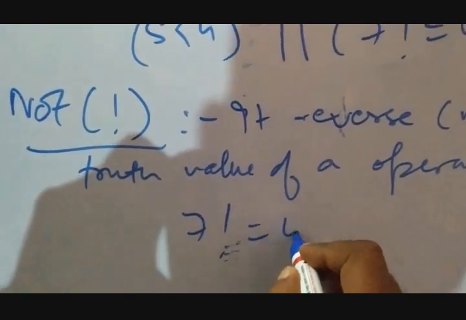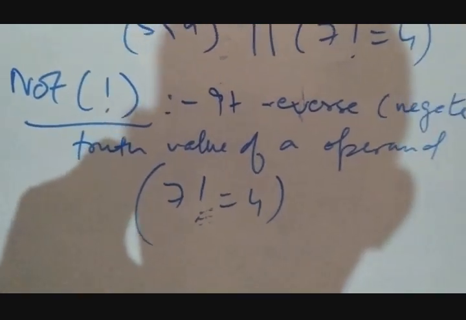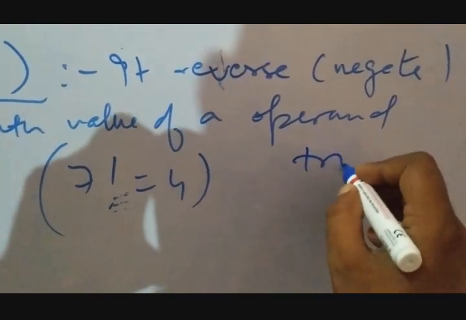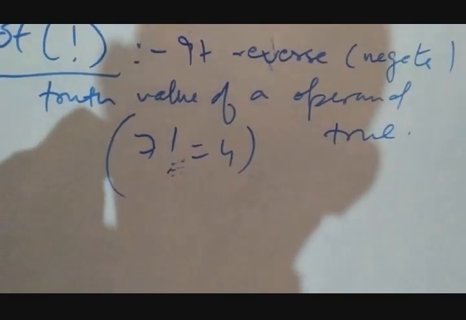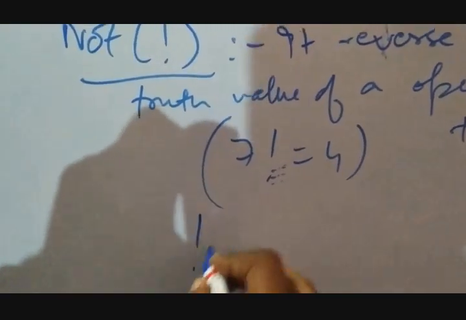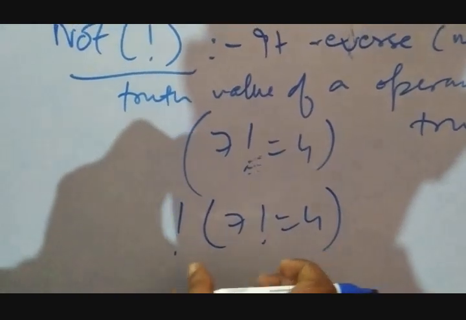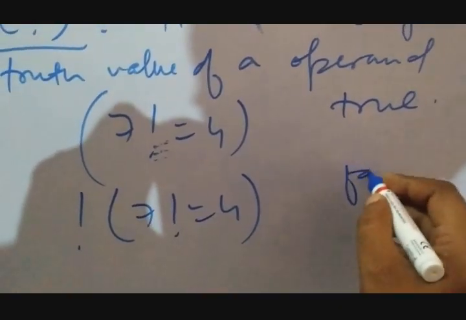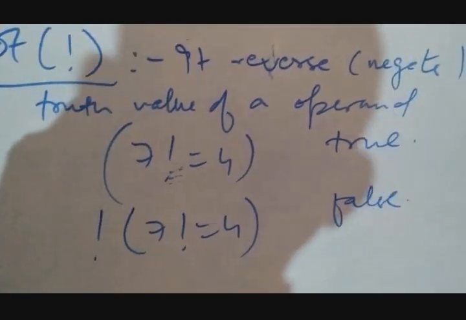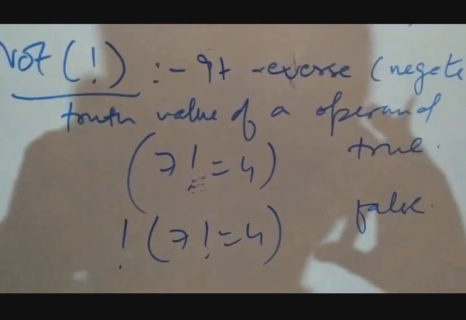7 is not equals to 4, true. Now, NOT of 7 not equals to 4. This is true, NOT true. So it becomes false. Are you getting it? This is what a NOT operator does.